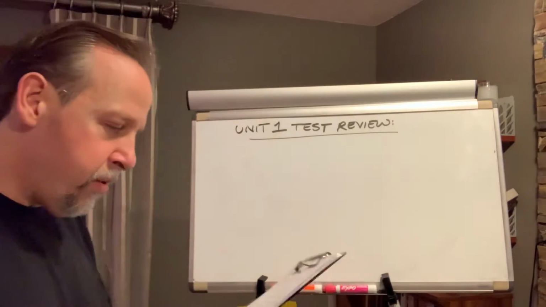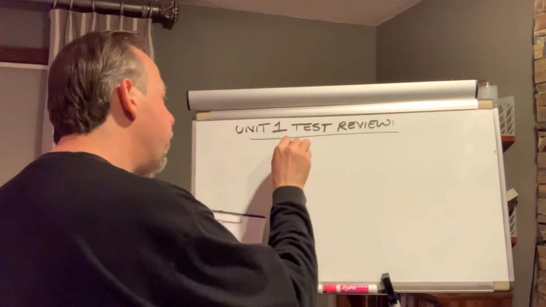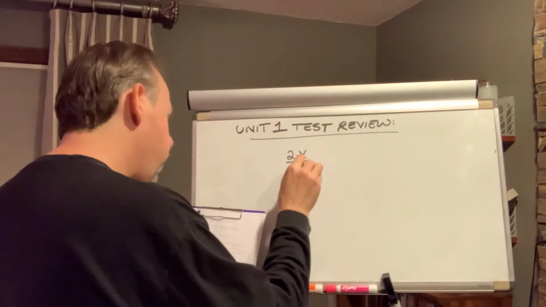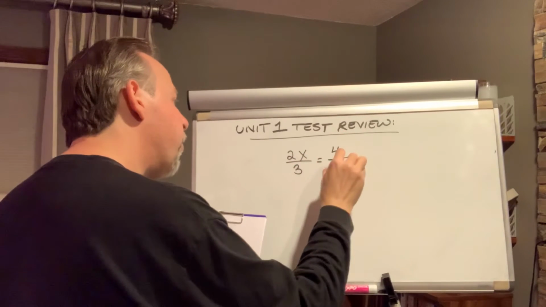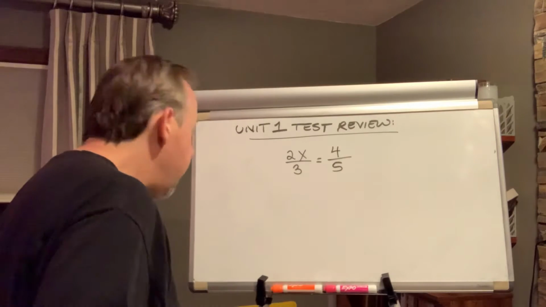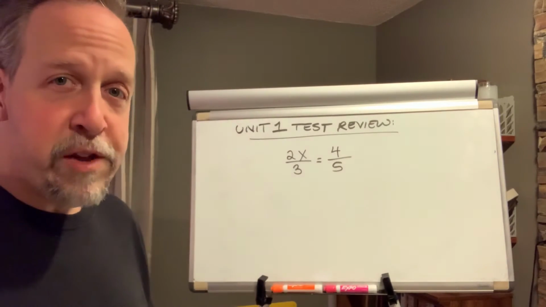And the next question will be a proportion. So solve this proportion. We have 2x over 3 equals 4 over 5. Okay, as before, pause, solve, and then play the explanation. Do that now.